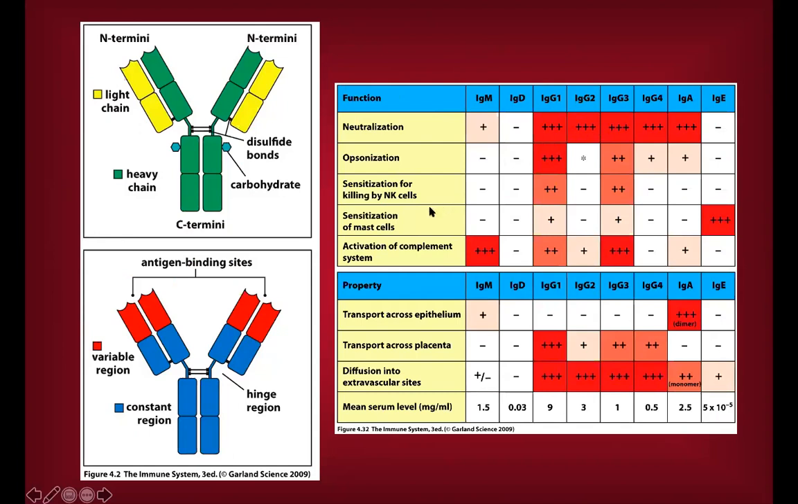If you want to look at some other ones, IgE is the one that's involved in sensitization of mast cells. So these will be the ones that cause that allergy type response. They have different properties as well. I think when you're first born and you get the mother's milk, right? You get a lot of IgA antibodies because it can cross and then transport across the placenta.